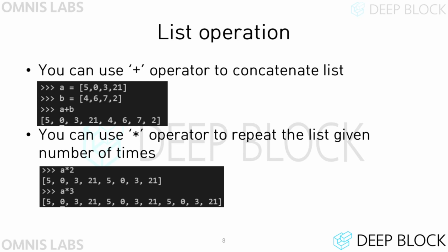Also, lists can be lengthened by using the asterisk operator. For example, if you multiply a list by 2, you get a new list in which the elements of the list are repeated twice. As shown in the slide, if we multiply the list A by 2, we get a new list that is twice the length of list A. Similarly, multiplying by 3 gives a new list in which the elements of the original list appear 3 times.